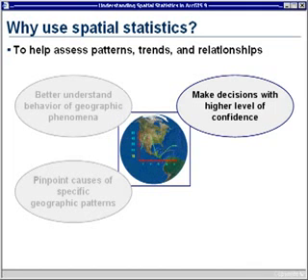Spatial stats can also help us make decisions with a higher level of confidence. So you've done your analysis and you've come up with some conclusions or recommendations. Your boss is going to want to know how you came up with those conclusions, right? You can say that visual inspection indicates, or my research suggests, but it's great if you can also add, and my results are statistically significant at the 0.05 level. It gives you a lot more confidence in your decisions and your conclusions.